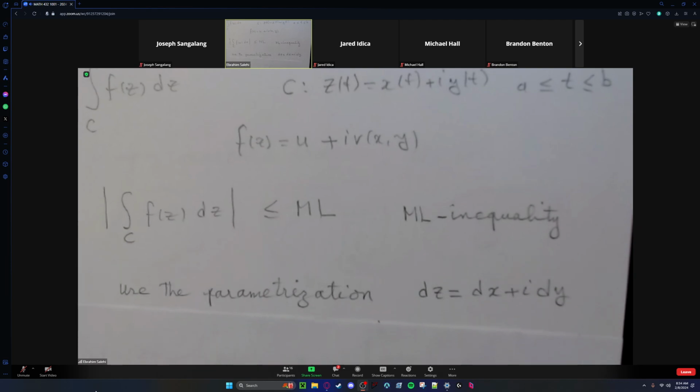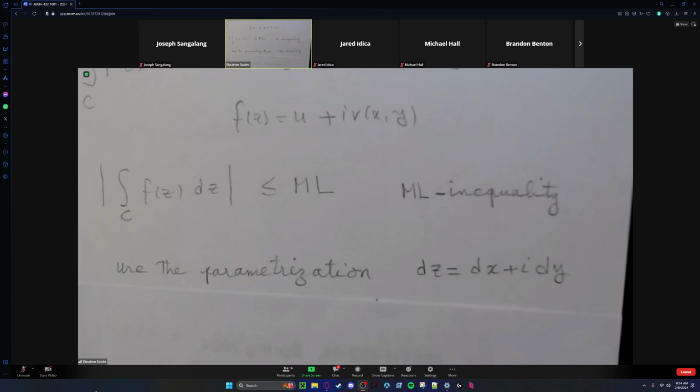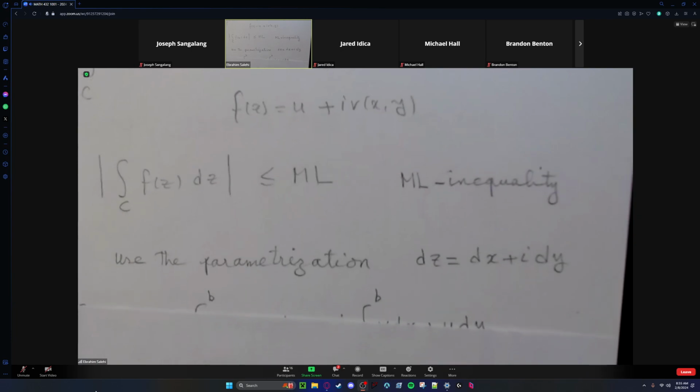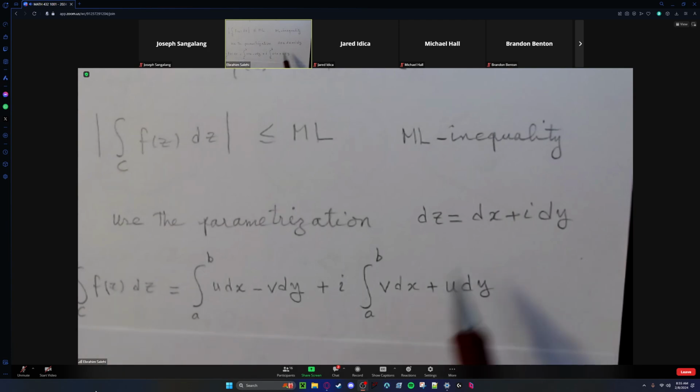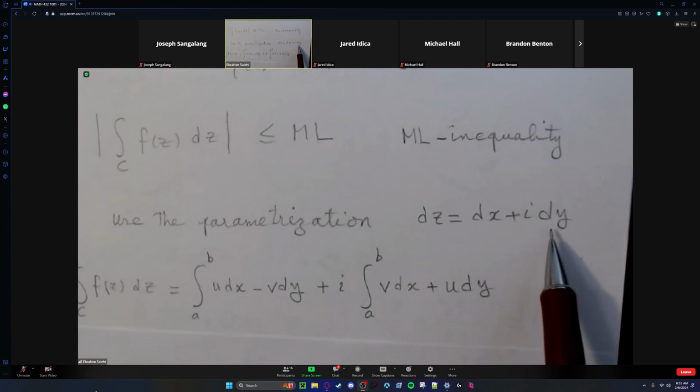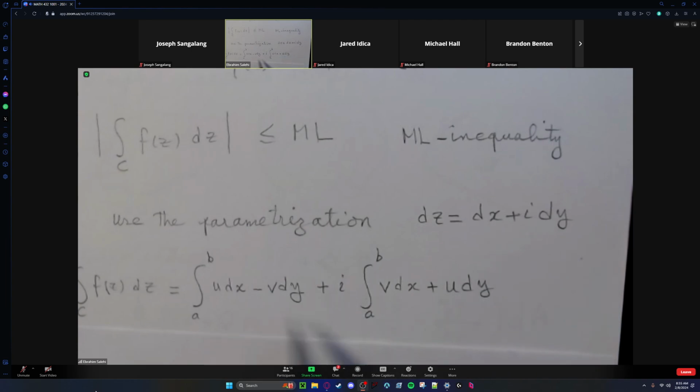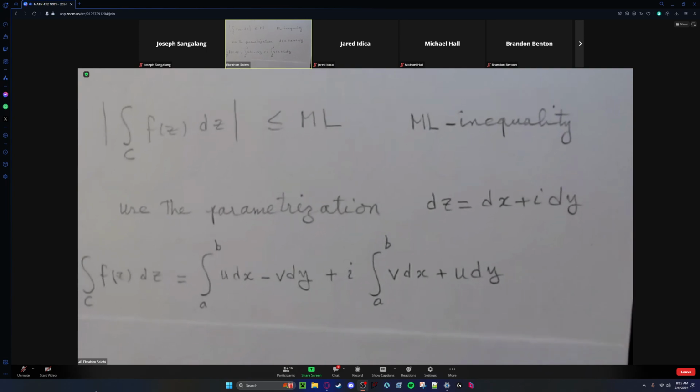Then here is when we use parameterization, and you replace f by u plus iv, dz by dx plus i dy, and this is what you get. And the evaluation of these two integrals goes back to Calculus 3, okay?